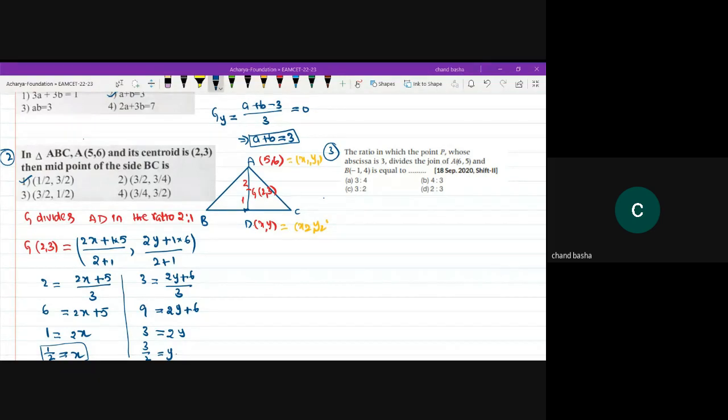Even if you are absent, it is better to listen to the recorded classes and see the notes on how we have approached. The question is so simple. He's asking the ratio in which P, whose abscissa is given to you, divides the line joining A and B. I have given you a simple formula for finding the ratio.